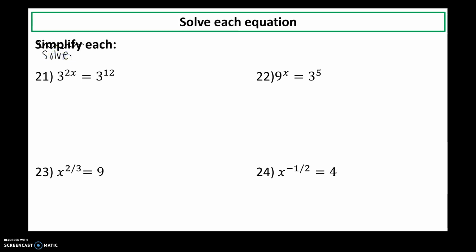Solve each equation. Think about what it means to be an equation. We need the exact same thing on the left-hand side as is on the right-hand side. So when you look at this equation, notice that your bases are equivalent. If you want these two expressions to be the same, it forces the exponents to be equal to each other. So solving this simple equation, we get x is equal to 6.